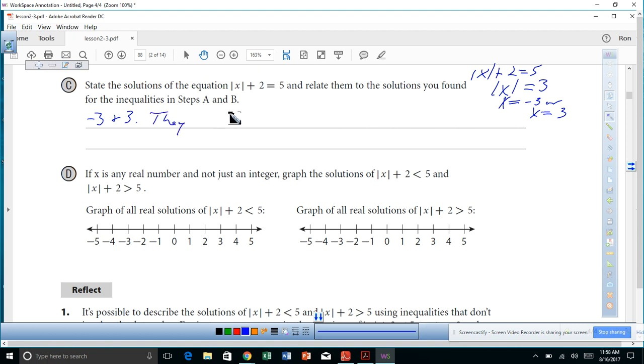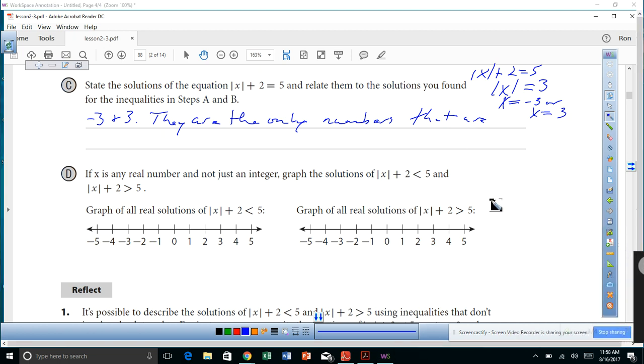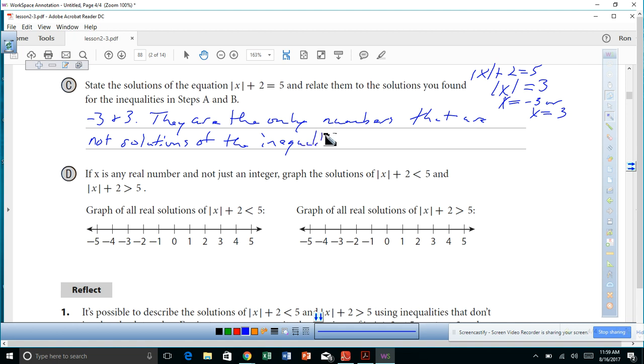They are the only numbers that are not solutions of the inequalities: the absolute value of x plus 2 is less than 5, and the absolute value of x plus 2 is greater than 5. They're not solutions to either one. Why? Well, there was no "or equal to."